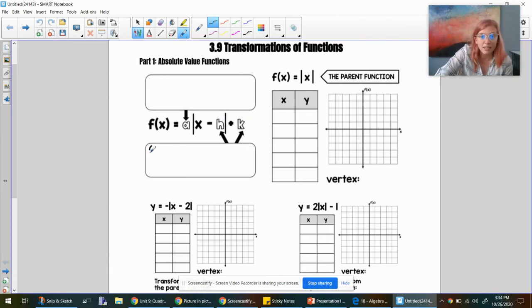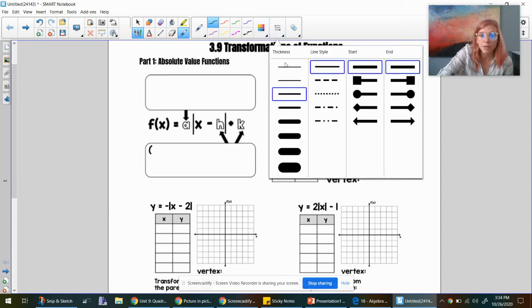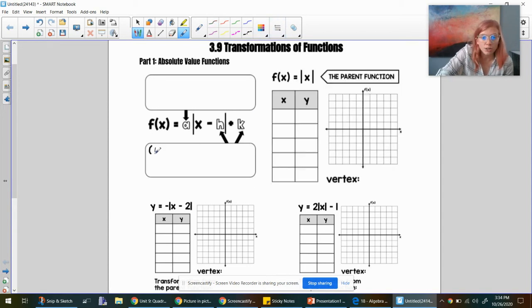H and K, let's make this narrower. H and K are the vertex of this absolute value function. Now notice that this is a minus H. That means we have to change the sign of H when we're actually coming up with the vertex.